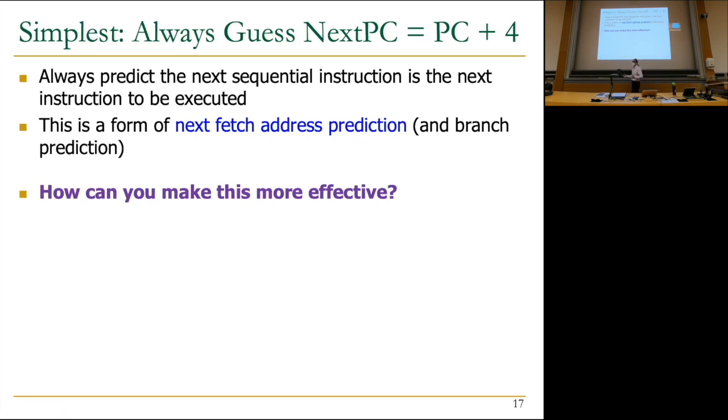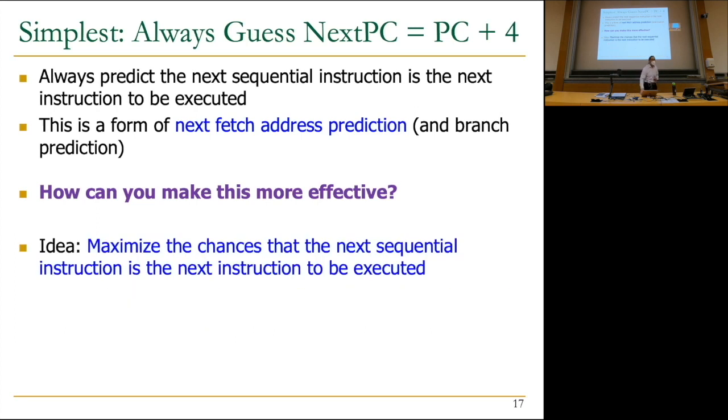You can actually make this more effective also. So somehow you try to maximize the chances that the next sequential instruction is the next one to be fetched. So remember, you get to a branch. We're going to talk about a branch right now because this is always true if the instruction is not a branch, right? If the instruction is a branch, you have two possibilities. Next instruction is either at PC+4 or at the target. How do you try to maximize that the next instruction you fetch is actually at PC+4?